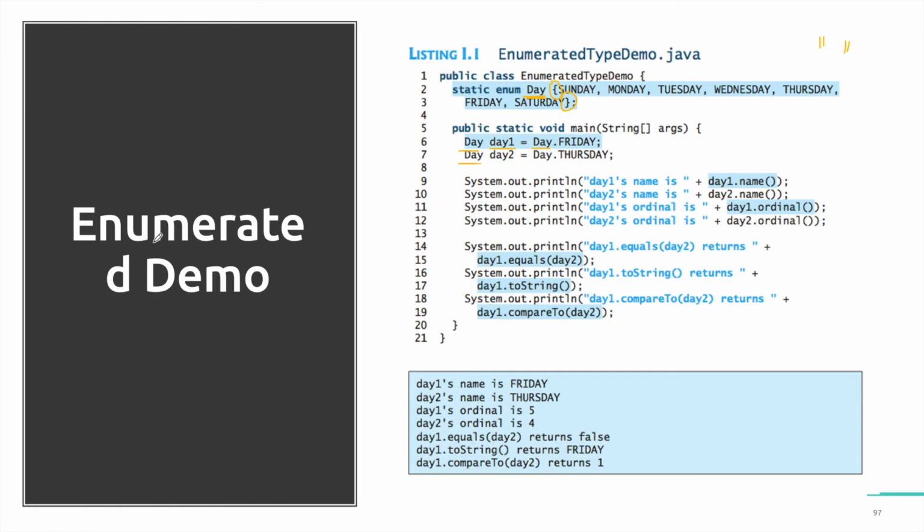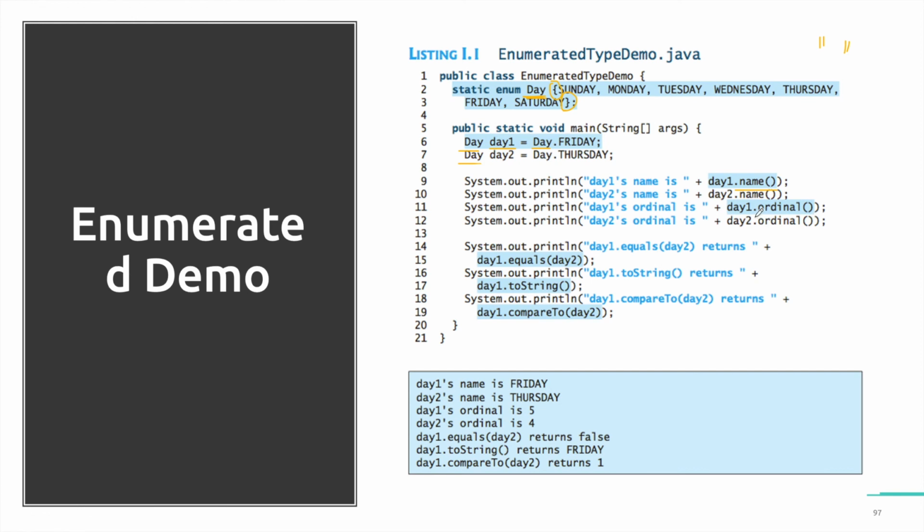So to make this clearer, at line 9, we have day1's name is day1.name, and then this will give us, in string format, the name of that day. So in this example, day1 is Friday, so here it should replace this with Friday. So as we can see here, day1's name is Friday. Day2's name is Thursday, that should be the output, and then day1's ordinal is day1.ordinal.